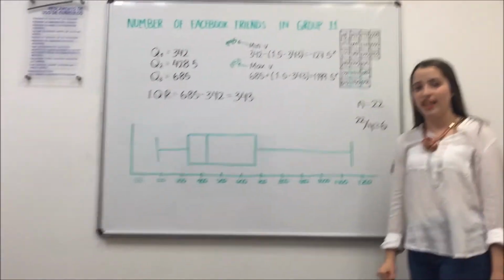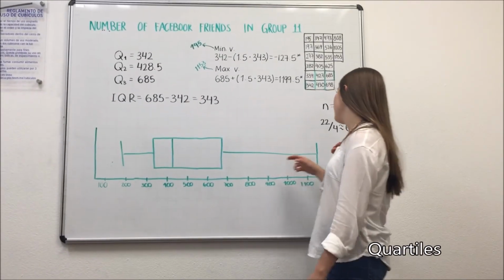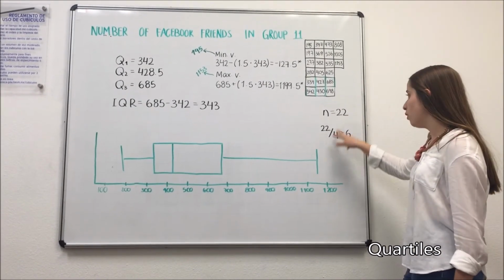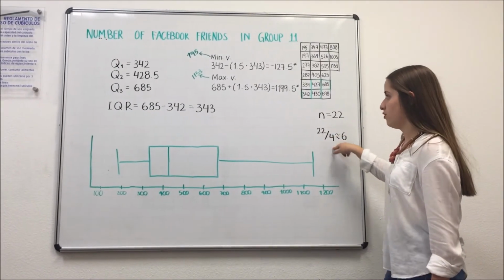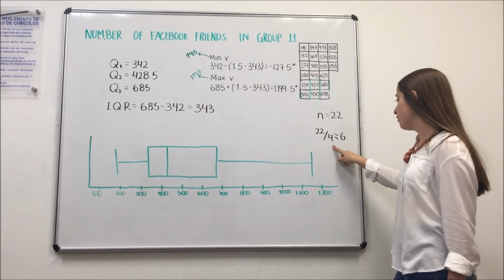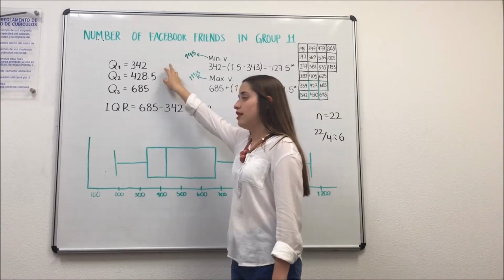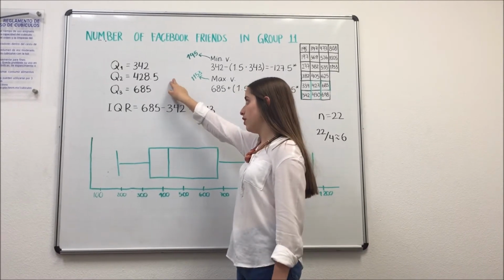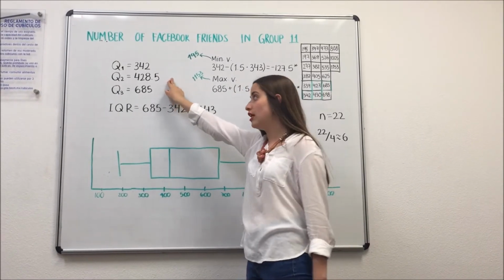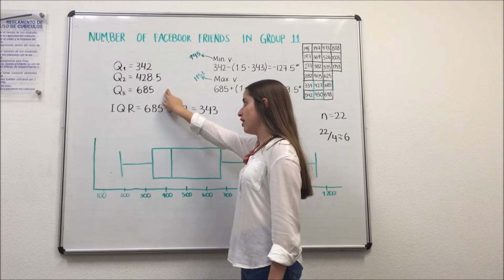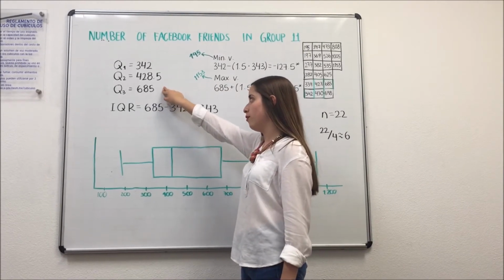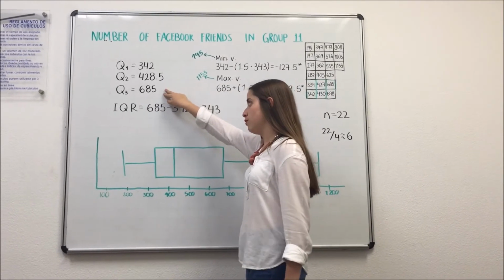In order to get the quartiles, we divided the number of data, which is 22, over 4, because we want 4 quartiles, and we got around 6. So in order to get the first quartile, we took the number that was in the 6th position. In order to get the second quartile, we got the number that was in the 12th position. And in order to get the third quartile, we got the number that was in the 18th position.